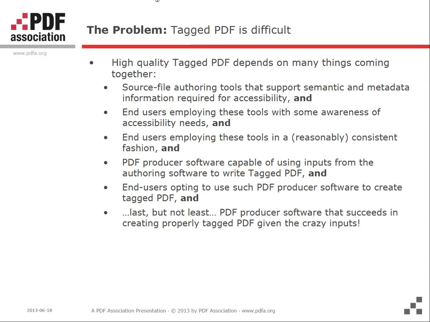So PDF producer software has to be capable of using inputs from authoring software. End users must opt to use such PDF producer software to create tagged PDF. One of the major stumbling blocks to creating tagged PDF, certainly a few generations of Acrobat ago, because it was a lot slower at making tagged PDF then. Essentially, when you called up the Adobe Make PDF plugin, you had a checkbox to enable tagged PDF, enable reflow in an output PDF file.